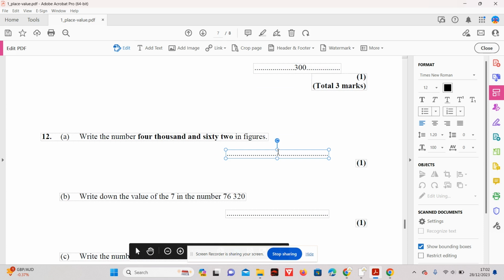Write the number 4,062 in figures. So we've got 4,000, 0 hundreds, because no hundreds mentioned. Then we've got 60 and 2. So that's a nice easy question.